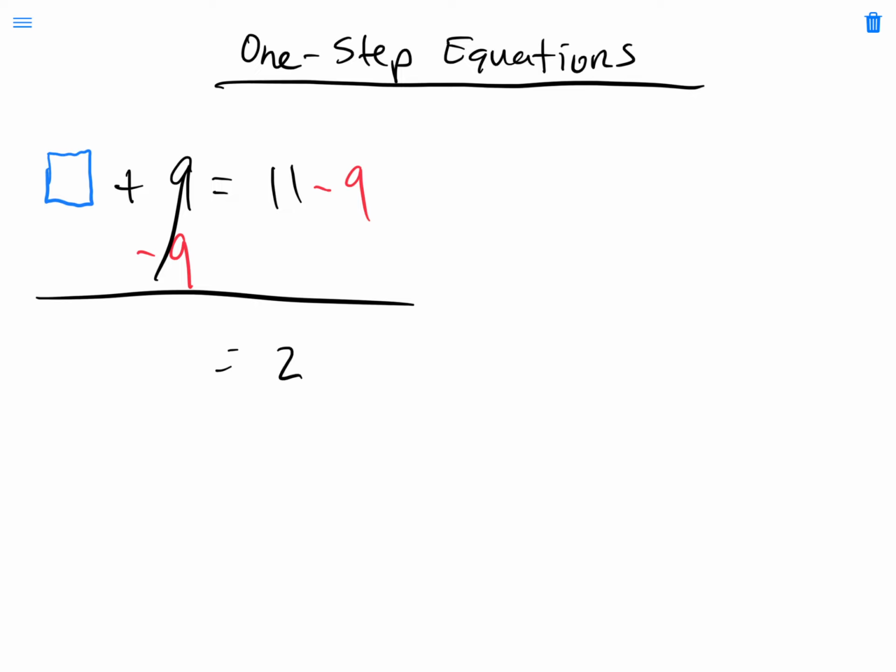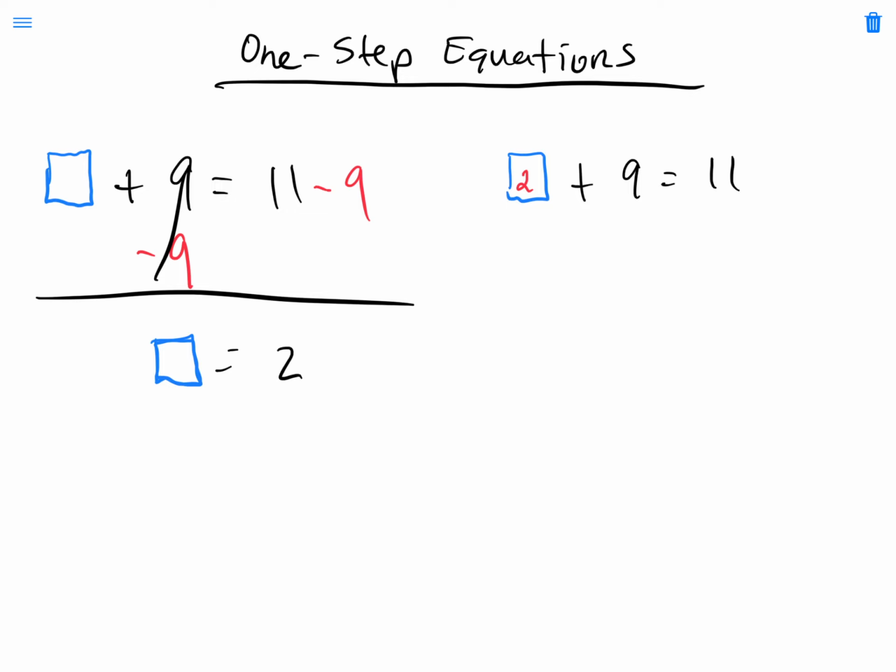And my box, whatever that box, that shape, is going to be 2. So if I take the 2 and I plug it back into the actual equation, I know my answer obviously is 2, because 2 plus 9 is 11. Now, don't get freaked out, because that's really how this has always been in math.